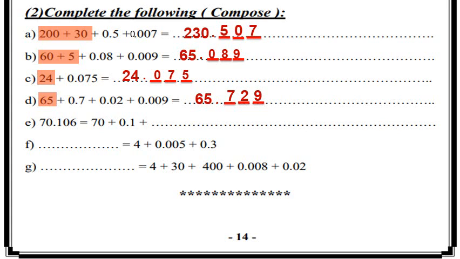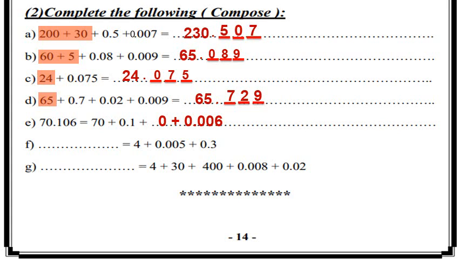In letter E, I have 70 and 106 thousandths, which means 70 plus 1 tenth. So what is missing here? I have the hundredths place and the thousandths place. The hundredths place is 0, so we will write plus 0. And the thousandths place is 6, so we will write plus 0.006.